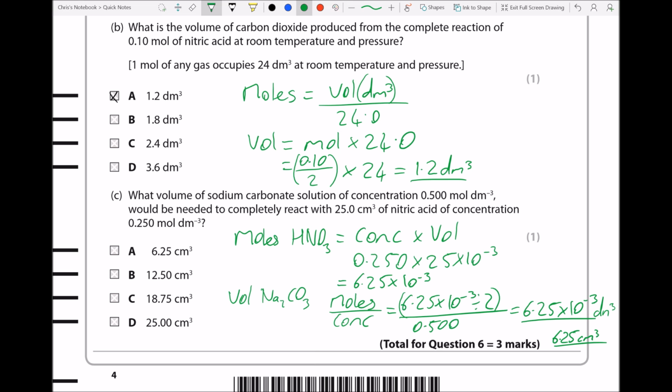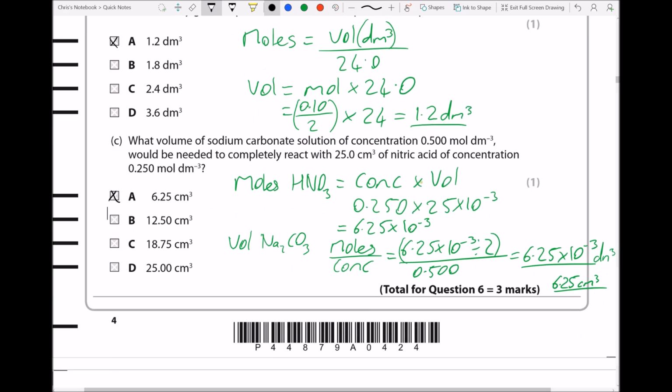So if we look for our answer, it should be A. Okay, so there's a bit of maths there. Okay, nothing wrong with a bit of maths.